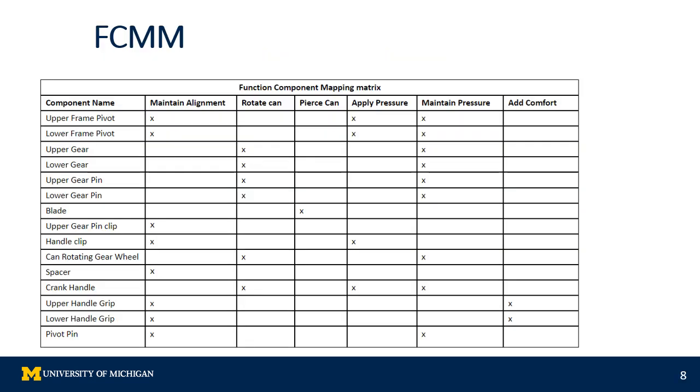The function component mapping matrix contains all the can opener parts along with the functions that each part performs in the can opening process. For example, the upper and lower frame pivots maintain alignment and apply and maintain pressure. The upper and lower gears with their pins work to rotate the can and maintain pressure. The blade is used to pierce the can, while the upper and lower grips help to maintain alignment and add comfort.